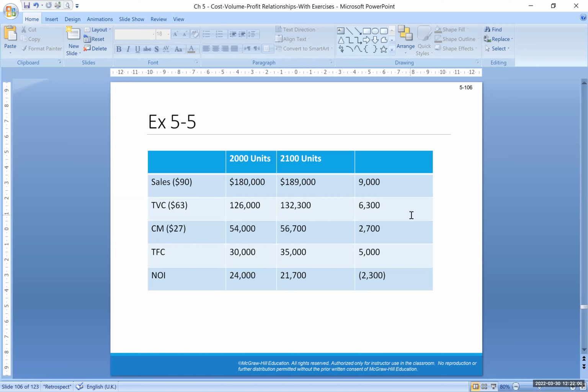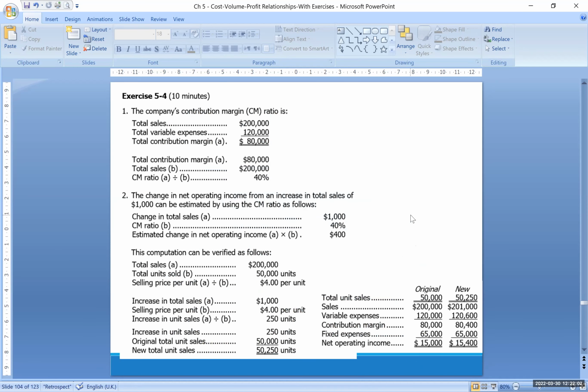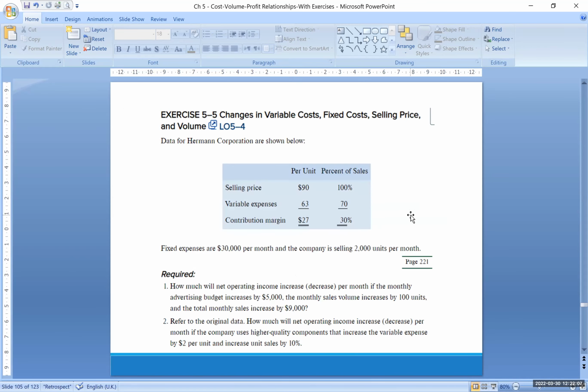Number two. Number two, refer to the general data. How much will net operating income increase or decrease per month if the company uses higher quality components that increase the variable expenses by $2 per unit and increase the unit sales by 10%?